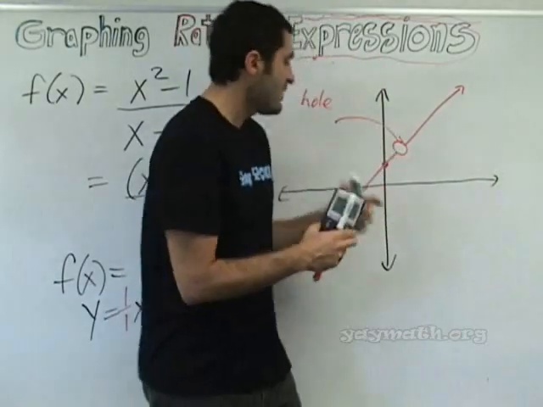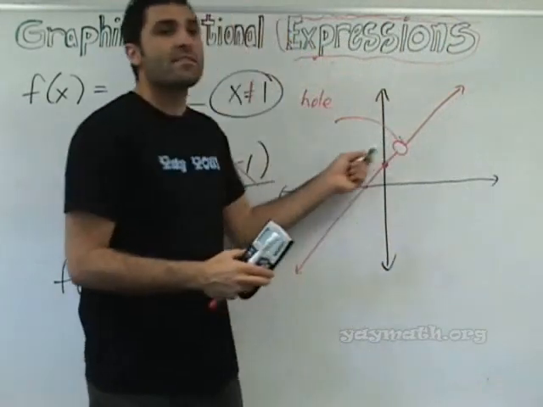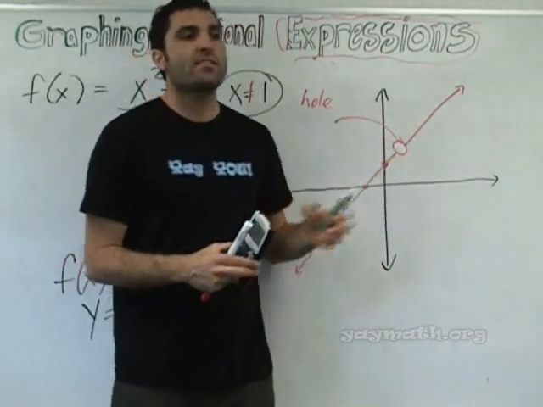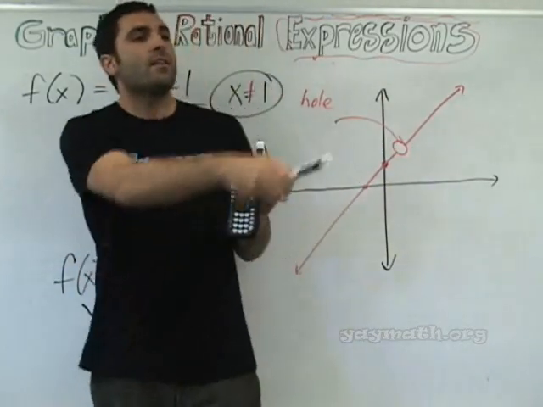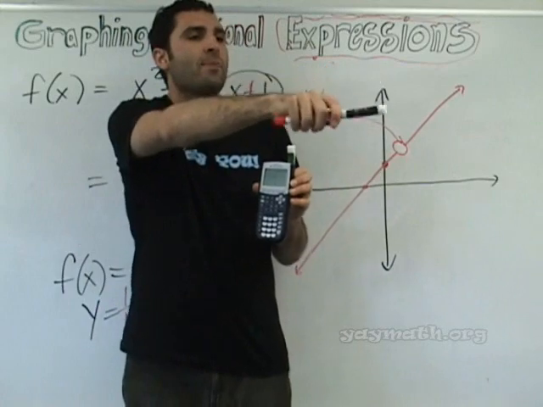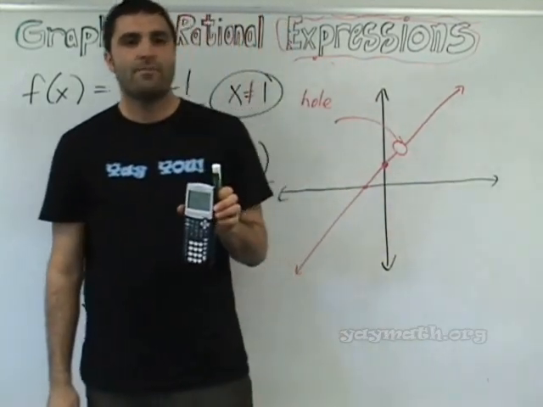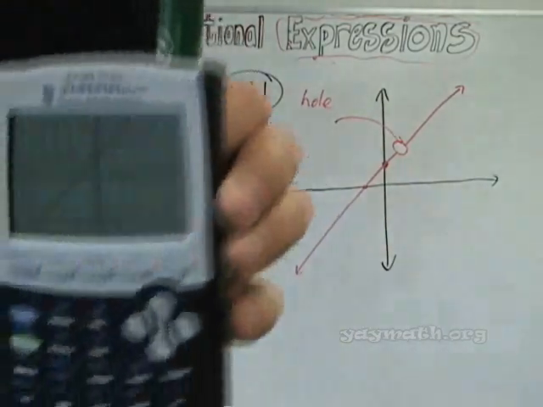So what is the significance of that? The significance is we know that we're graphing a line. However, the line omits the x value of 1. And that omission is called a hole. There's a tiny hole there.